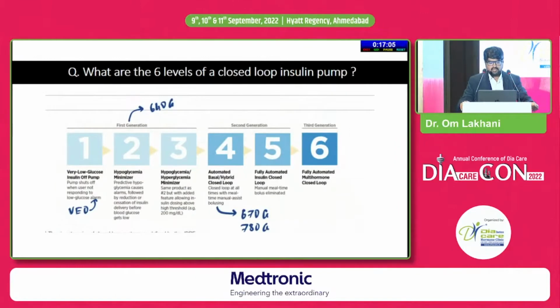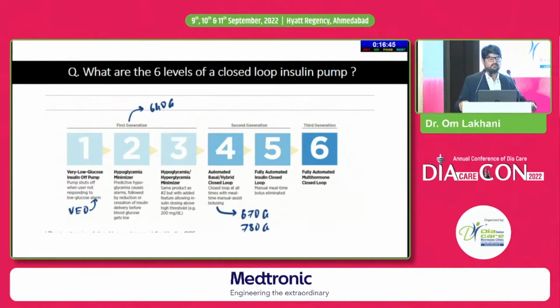So the JDRF has divided closed loop insulin devices into 6 levels. There was a consensus conference where they looked at what to call a closed loop device, and talked about the various generations of closed loop device which can develop. So there are 6 generations. Anybody who is interested in closed loop should know this classification.